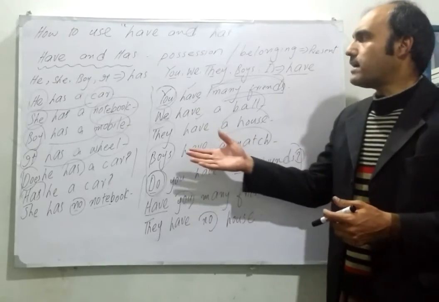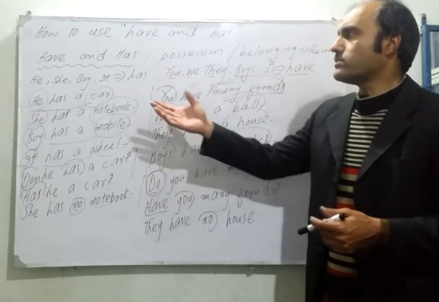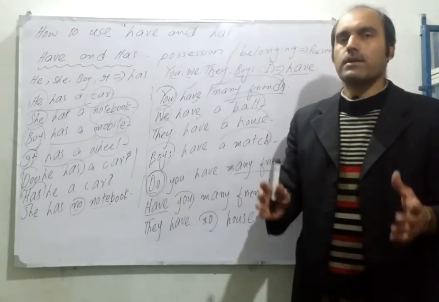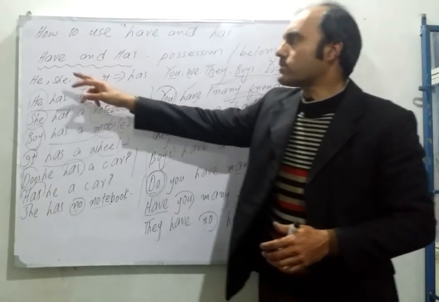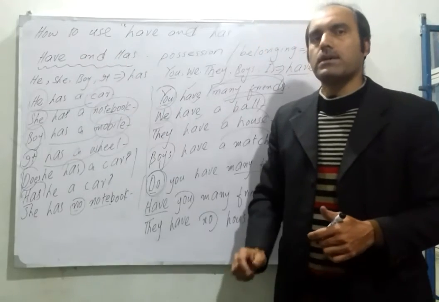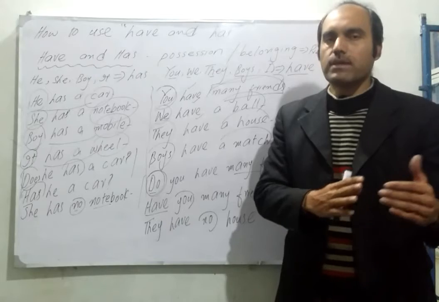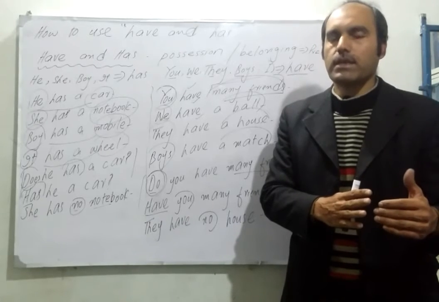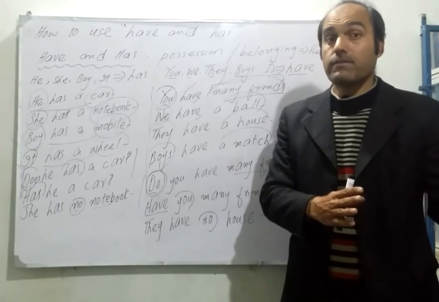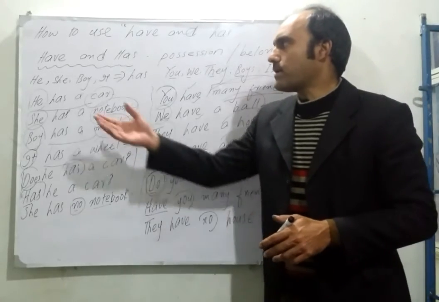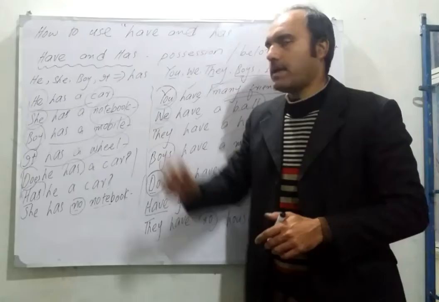So these are examples of how to use have and has. You have to keep this point in your mind, that when you are going to use have and has, these must be used for possession, for belonging in present time. When something belongs to you or something is in the possession of another person in the present time, for this we can use have and has.